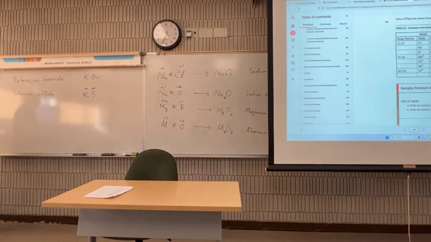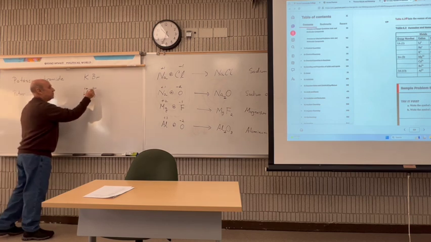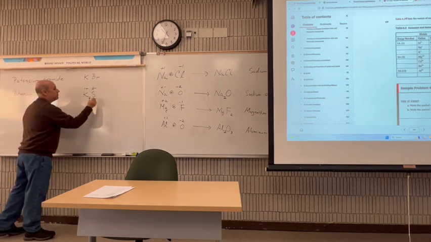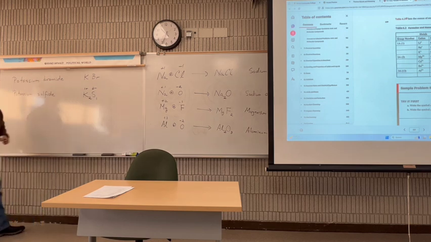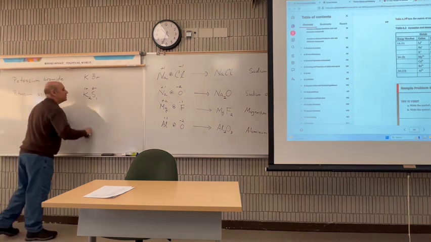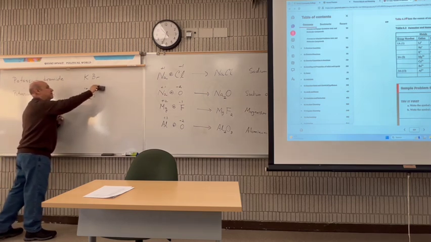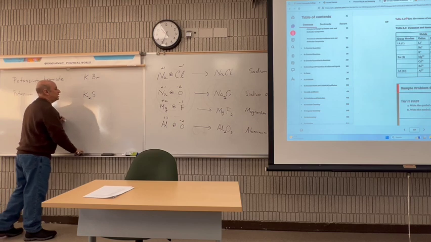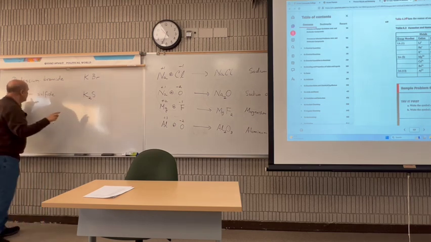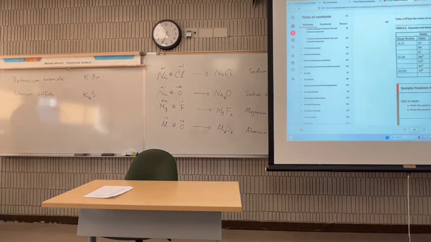Now we crisscross. This 2 comes down here without the negative sign. This 1 comes down here without the positive sign. So K2S1 is the formula. We don't write ones, so I'm going to erase it. My guide is gone because I already used it. And K2S is the same thing as potassium sulfide.